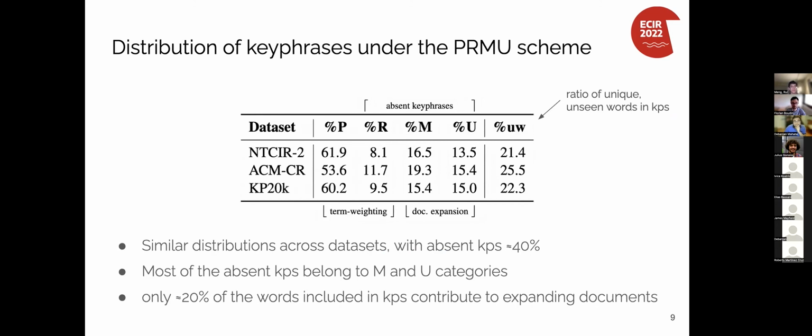Here we show the distribution of gold key phrases under the PRMU scheme for 3 datasets containing scientific abstracts. And what we observe is that they have very similar distribution across datasets, with approximately 40% of absent key phrases. The last column here indicates the ratio of unseen words, which is the number of key phrase words that do not appear in the document and therefore contribute to their expansion. These unseen words that occur in key phrases from mixed and unseen categories only represent 20% of all the key phrase words.